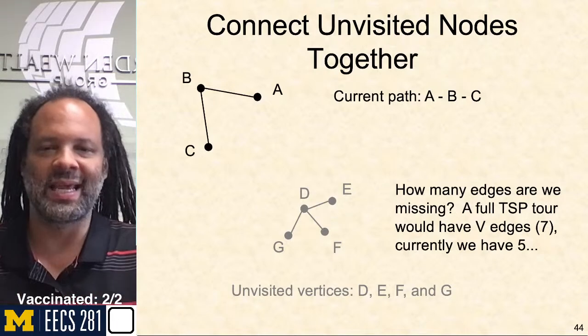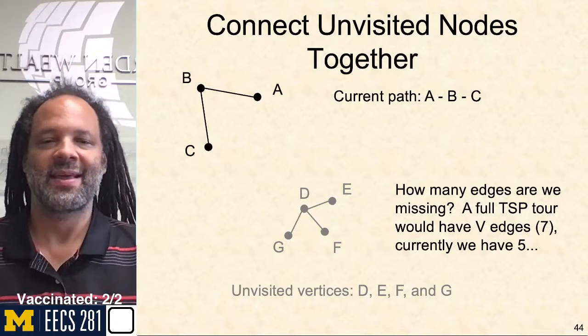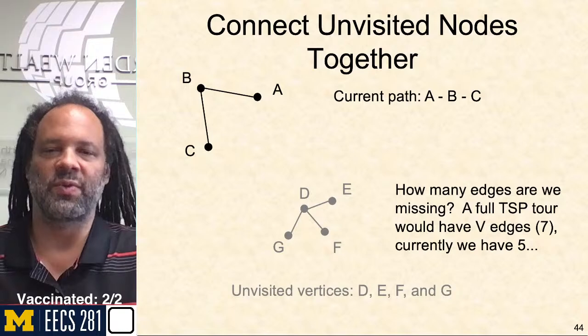So this gray part, that's the MST. The black part, that's the current path. Now I need to connect those two things, right?